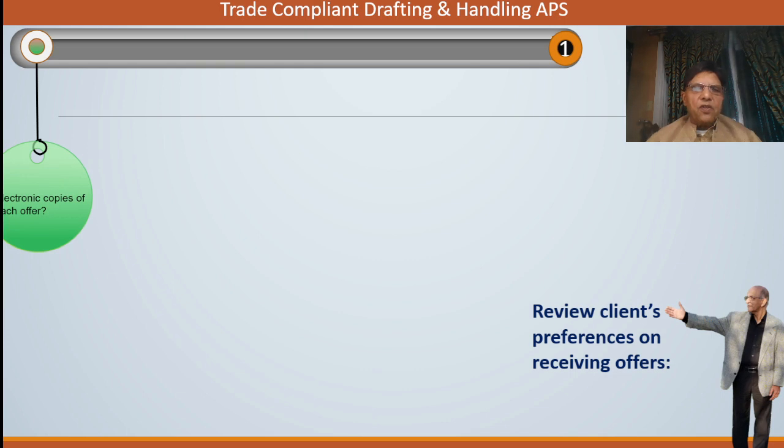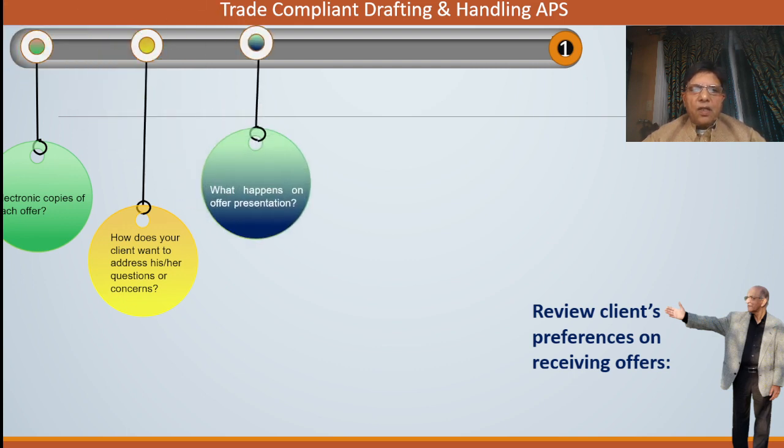Electronic copy of each offer. Would they like to have the electronic copy of each offer, or would they like you to bring all the offers when they are going to be discussed on the presentation day? Or how does your client want to address his or her questions or concerns? How do they want to address them? The other thing: what happens on offer presentation day?